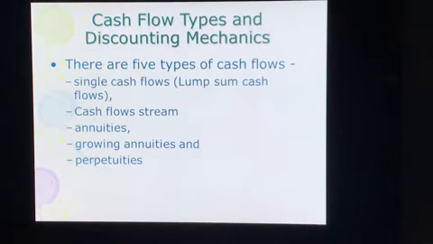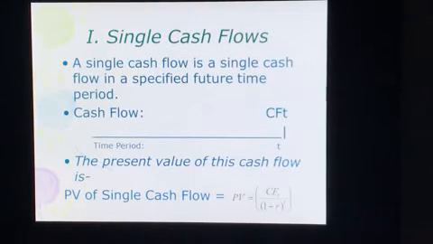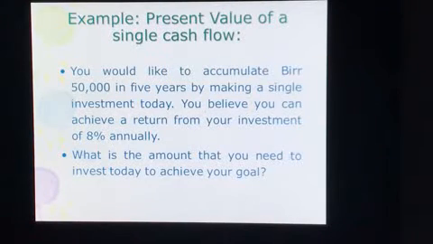There are 5 different cash flows as we discussed previously: lump sum amount, cash flow stream, annuities, growing annuities and perpetuities. We discussed them in the previous class. So first of all, single cash flows. If we have only one cash flow, how can we calculate the present value? We will simply use this formula to calculate the present value of this amount.